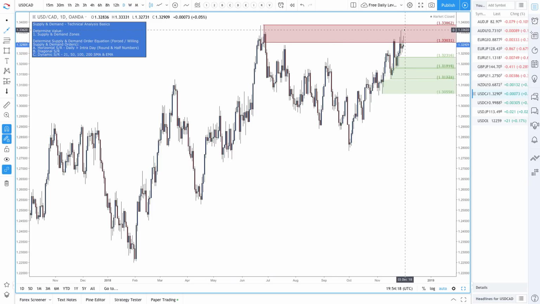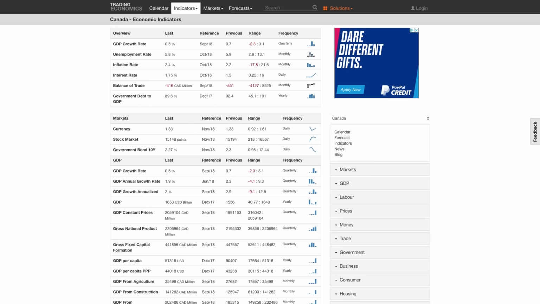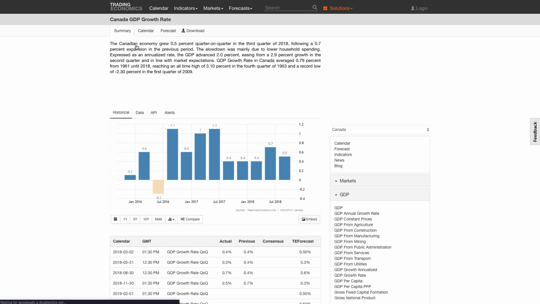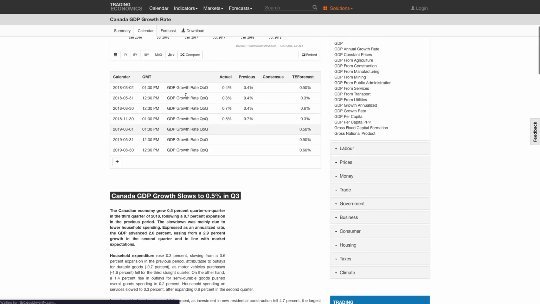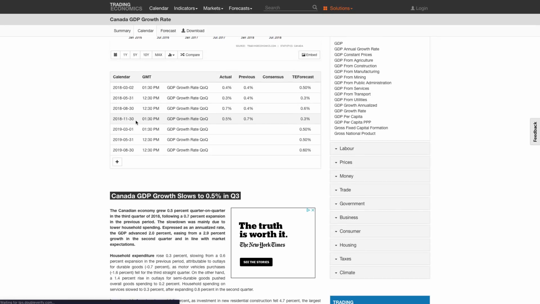But I think it was Friday, data came out where the month on month wasn't great for the Canadian dollar. In fact, I think I've got it here. Yep. So GDP growth rate actually slowed recently to 0.5. If we go to GDP growth rate, this was the reading. So that was the 30th of November.